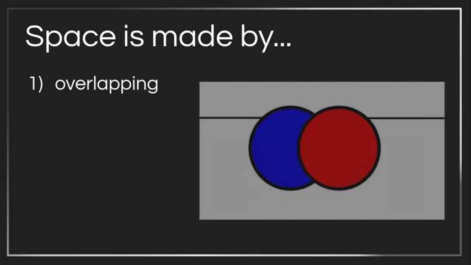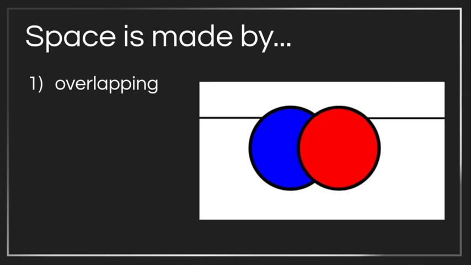We can create space in a bunch of different ways. And by we, I mean artists. And the first is by creating the illusion of space by overlapping. And that's when you have one object appear to be in front of the other object because it overlaps it. So in this image, the red circle appears to be closer to us than the blue circle because it is in front of it. Okay. And you can check that out in real life. Something appears to be closer to you because it's in front of something else.